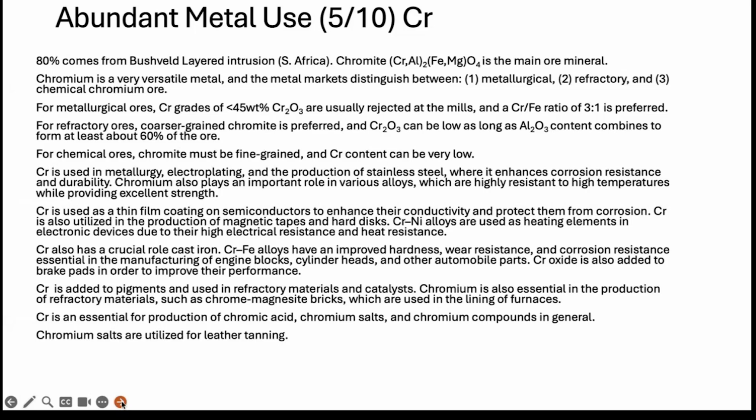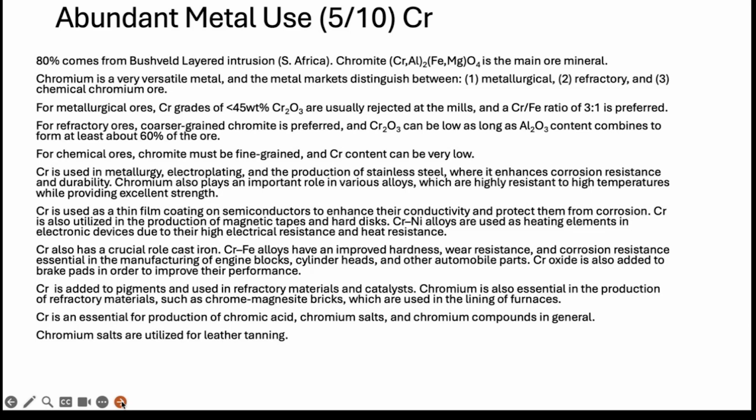Abundant metal use number 5 is chromium. So this one is interesting because 80% of our chrome comes from one layered intrusion in Africa called the Bushveld, which we'll talk about a couple of times in this class. The main mineral that hosts it is called chromite, which is a spinel for those of you that know your minerals. Chromium's a very versatile metal, and the metal markets distinguish between metallurgical, refractory, and chemical chromium ore.